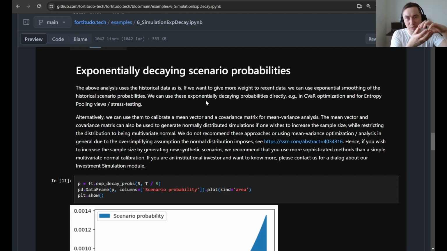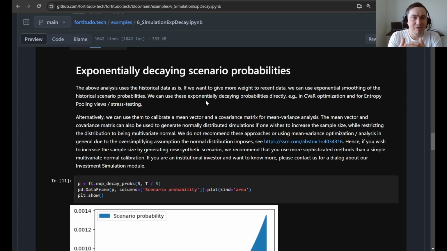So one is to compute the exponential decaying probabilities instead of using just uniform for the historical observations, and another one is to calibrate a normal distribution with these exponential decay probabilities. So basically if you have a calibrated normal distribution, then you are able to generate more new samples with a new mean and covariance matrix.